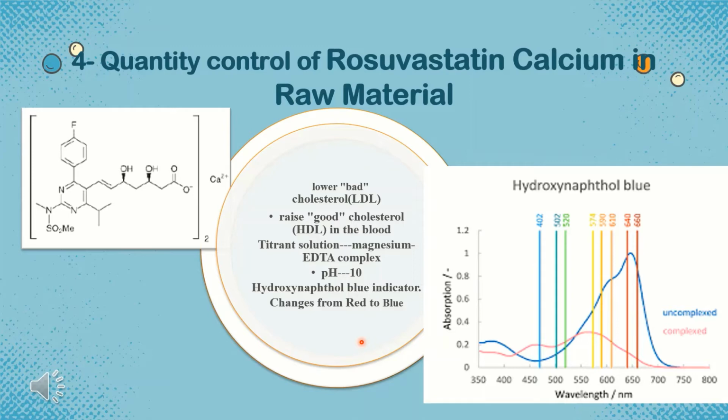Hydroxynaphthol blue can be used as an indicator, and at the endpoint it changes its color from pink to blue, as you can see in this graph. It really helps for any indicator. In this you can see that when it is not complexed with a metal ion, i.e. uncomplexed, it least absorbs the blue wavelength, which means it will appear blue, whereas in its complex form it least absorbs the red wavelength of the visible spectrum, which means it will appear red.